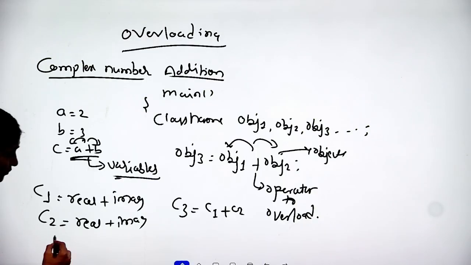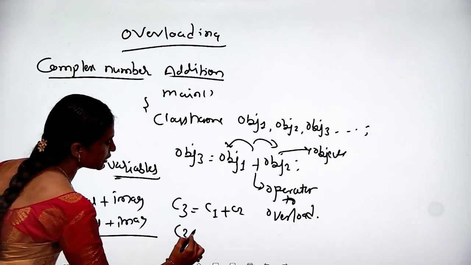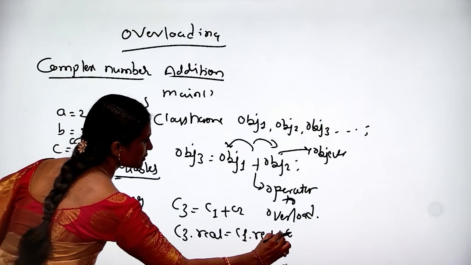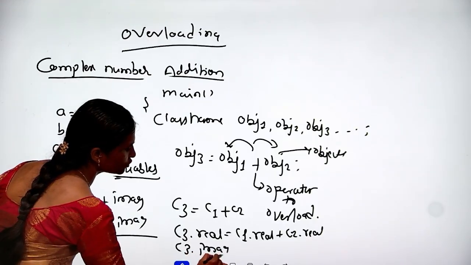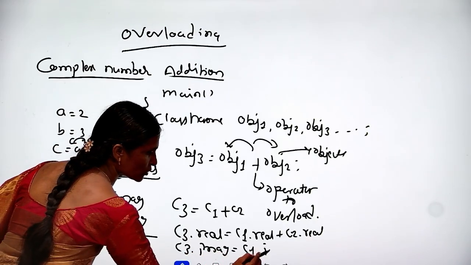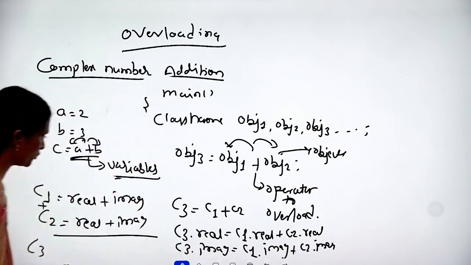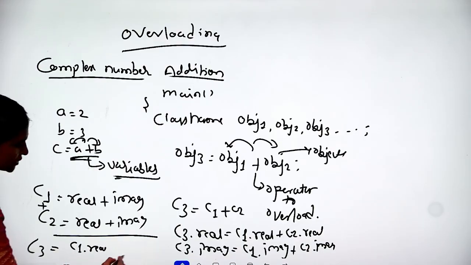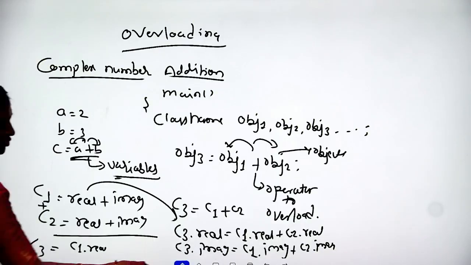It means the C3 will become, how are we going to do it? C3 dot real is equal to C1 dot real plus C2 dot real. Similarly, C3 dot imaginary is calculated as the first object's imaginary part value plus the second object's imaginary part value. So the real part is added, that is C1 dot real, as it is written here. Let's take an example for this so that you can understand.